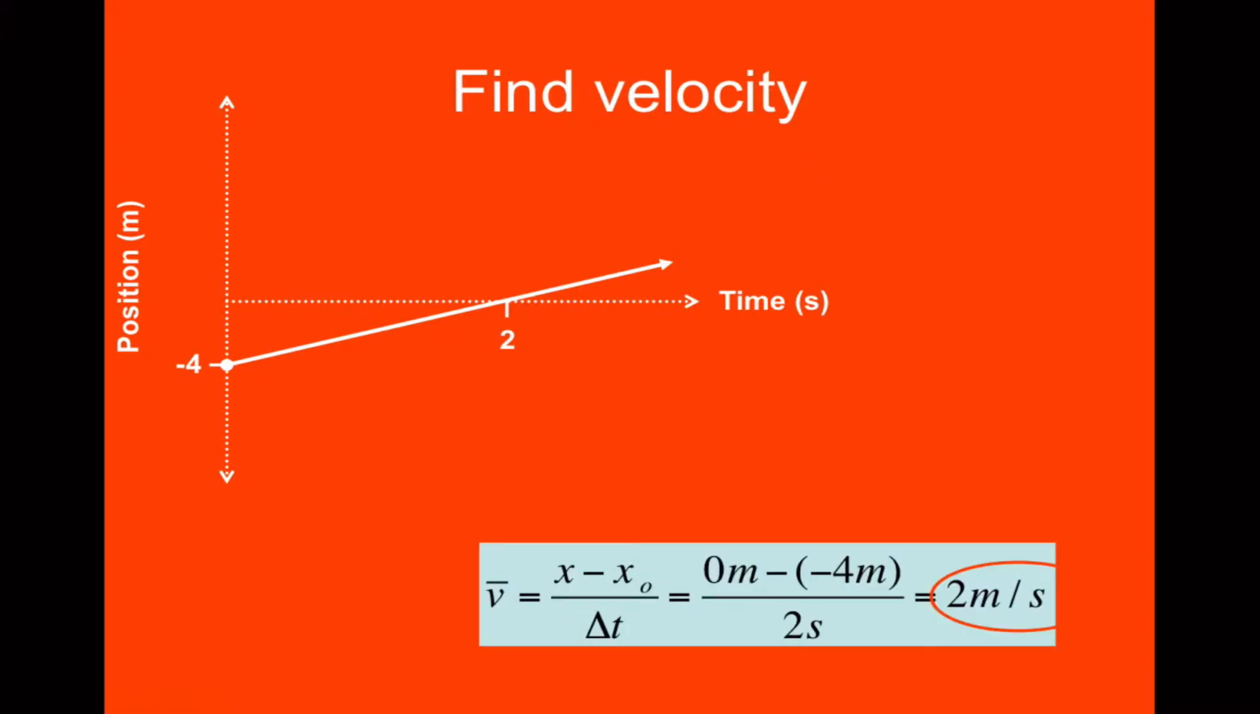Average velocity, final position minus initial position over change in time. And this isn't really a final position. We could look at this as an x2 minus an x1, but it's all the same. It's a straight line, so any 2 points on the line would give you the same slope.